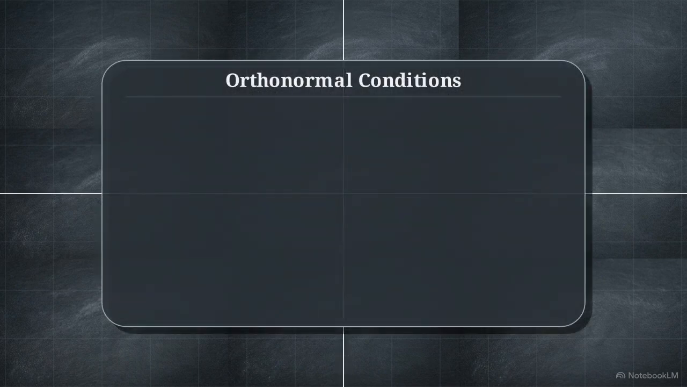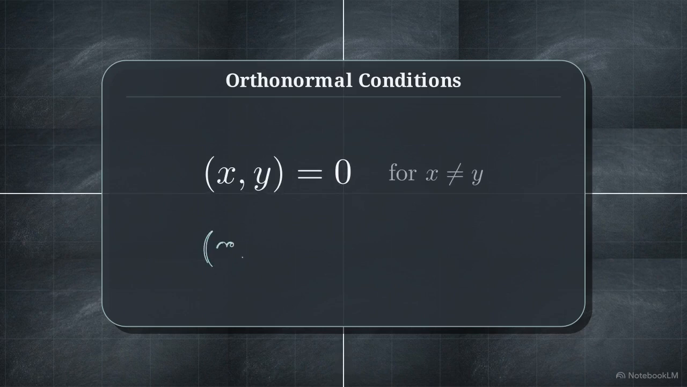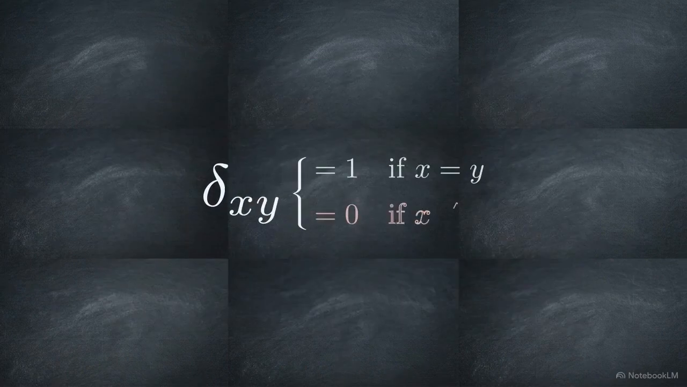We can express these geometric rules algebraically. This equation shows the orthogonal condition. The inner product of vector x and vector y equals 0 when x and y are different. To make it orthonormal, we add a second condition. The inner product of vector x with itself must equal 1. Mathematicians combine these two rules using the Kronecker delta notation.